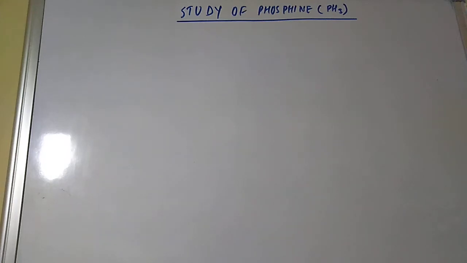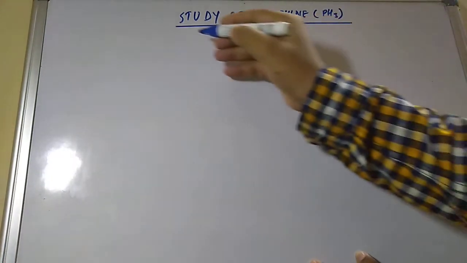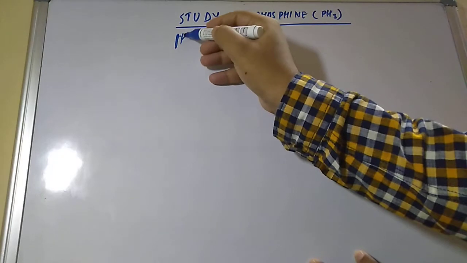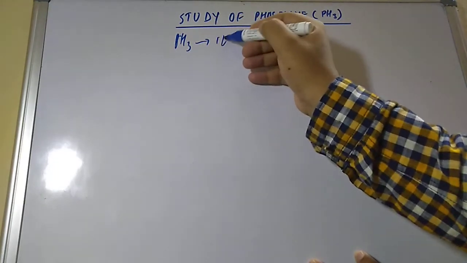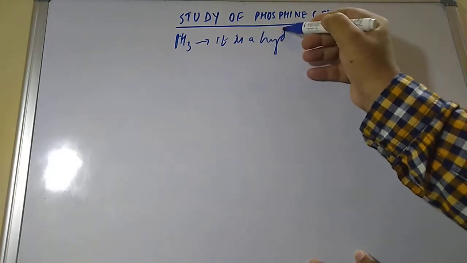So good morning, friends. Today I am going to explain the preparation and properties of phosphine. So let us see what phosphine is. The formula of phosphine is PH3, and it is a hydride of phosphorus.